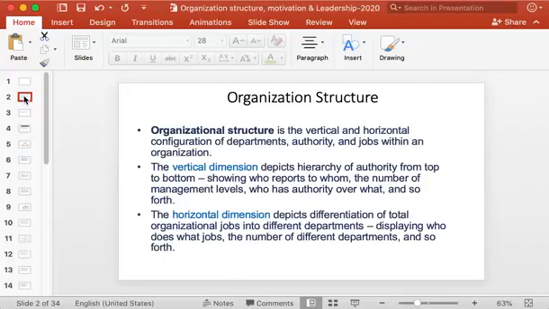The vertical dimension of an organization structure depicts the hierarchy of authority from top to bottom, showing, for example, who reports to whom, the number of management levels, who has authority over what, and so on. The horizontal dimension depicts differentiation of total organization's job into different departments, showing who does what job, the number of departments, and so on.